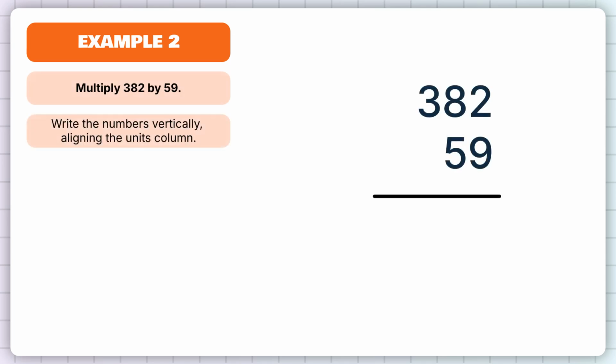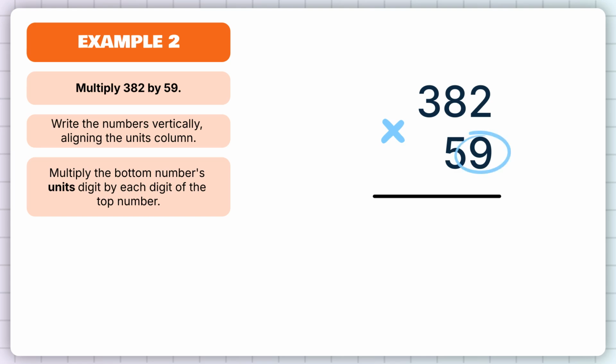For our second example, let's take a case of larger numbers. Let's multiply 382 by 59. Step 1 is to write the numbers vertically. Step 2 is to multiply the bottom number's units digit by each digit of the top number.